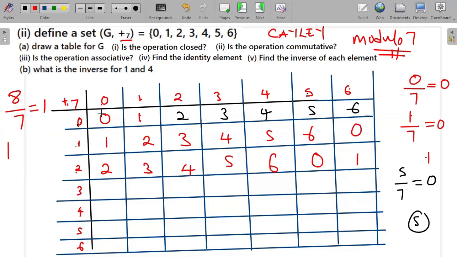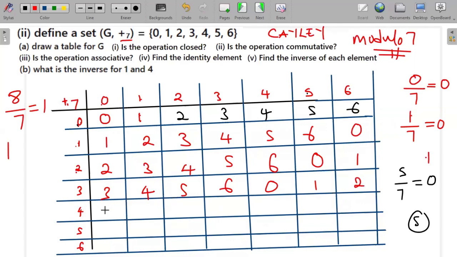Okay, so 3 plus 0, that will be what? 3. 3 plus 1, 4. 3 plus 2, 5. 3 plus 3, 6. 3 plus 4, that is 7. But I can't write 7 here. So I do 7 divided by 7, that will be 1, remainder 0. Okay, 3 plus 5, 8. 8 divided by 7, 1, remainder 1. Okay, and then 3 plus 6, that would be 9. 9 divided by 7, it will be 1, remainder 2.